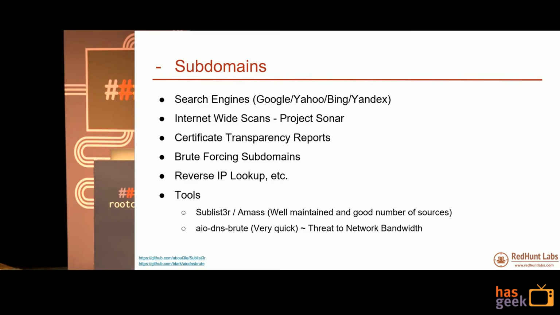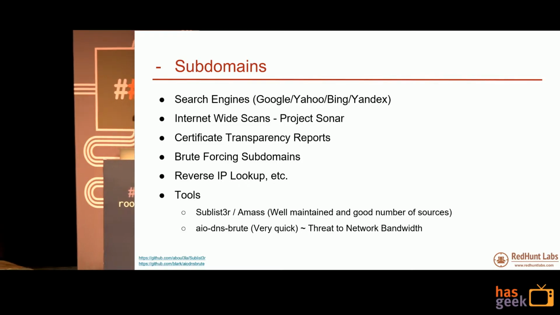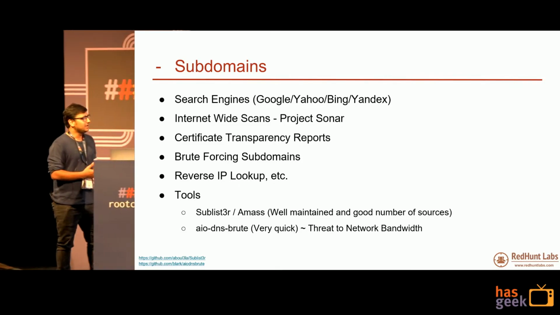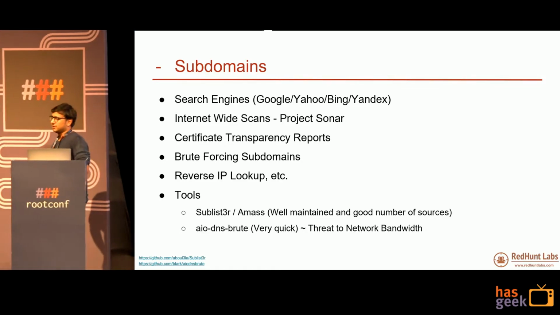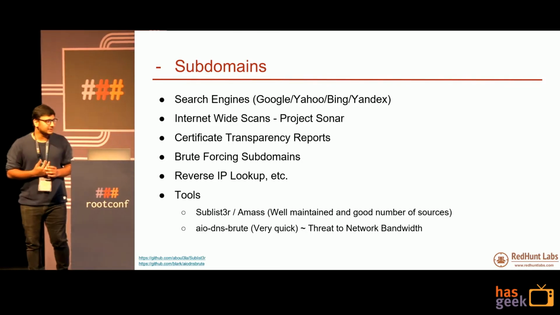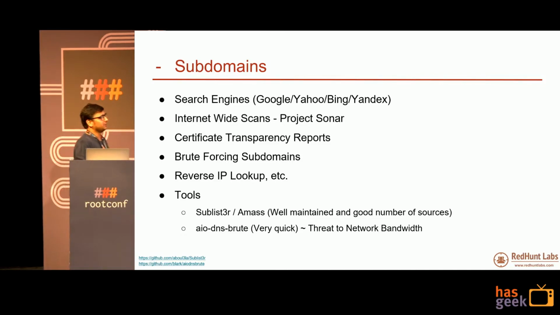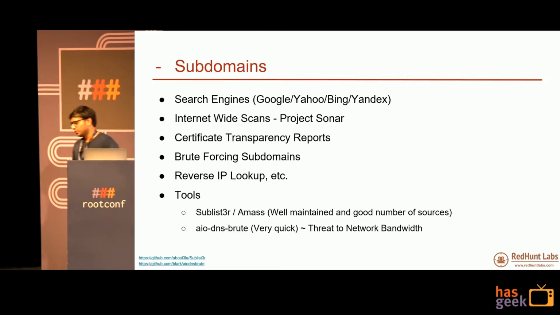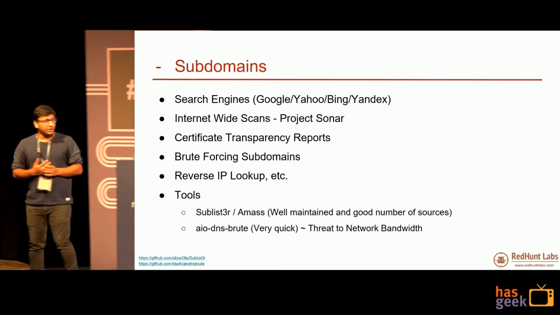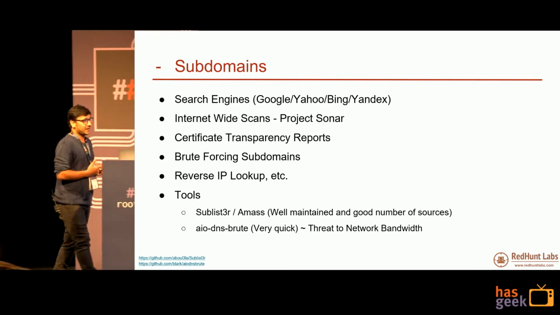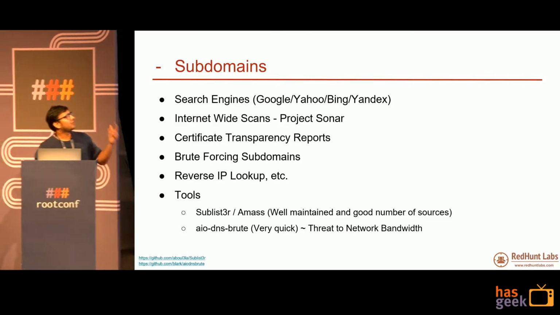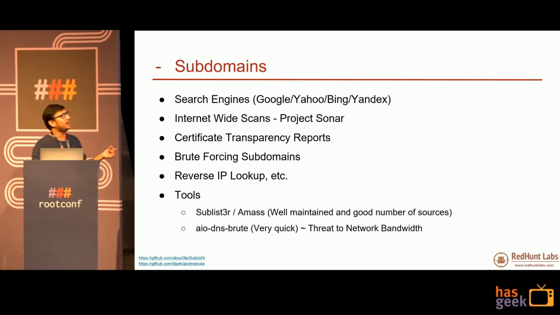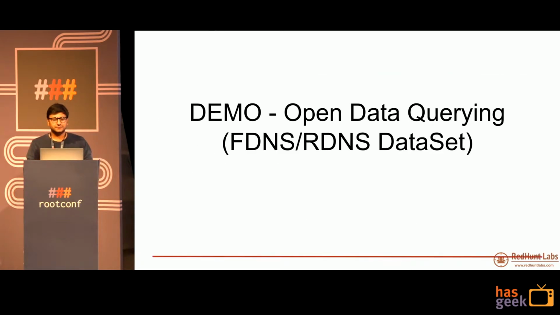There are actually a lot of tools around subdomain enumeration. These two tools are my favorite. I use Sublister and AMAS because they have a lot of sources from which they fetch the list of subdomains. And I use AIO DNS Brute, which is a really good tool to brute force domain names. The only catch is it is a threat to network bandwidth, because it just sends so much traffic. We will quickly have a demonstration around how you can find subdomains from Project Sonar.